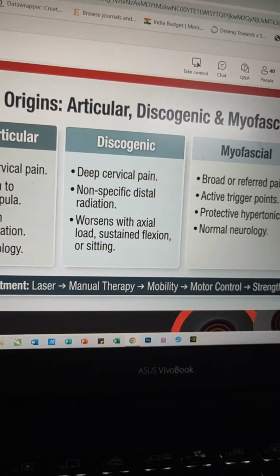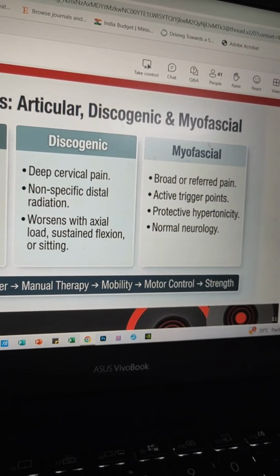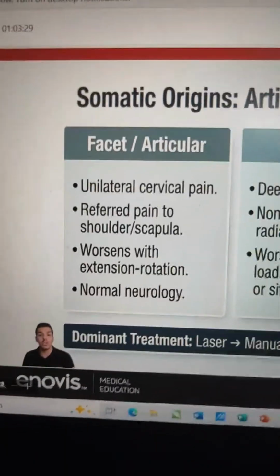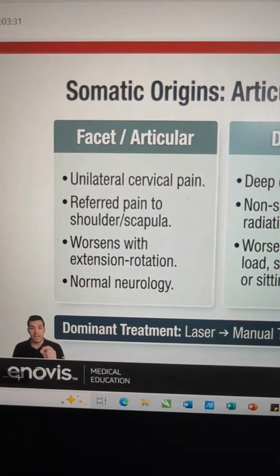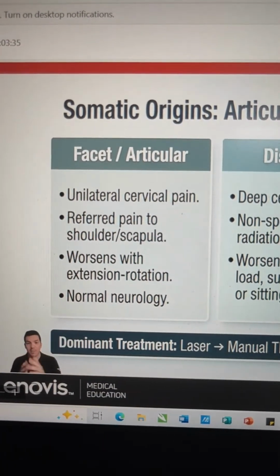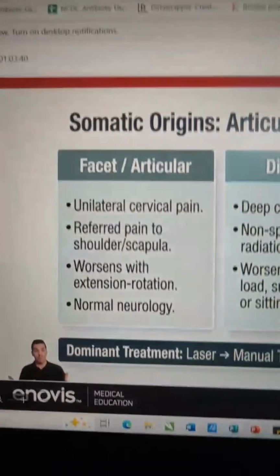In the articular facet pattern, what usually predominates is unilateral neck pain with referral to the shoulder or scapula. It usually gets worse with extension and rotation, because we are compressing, we're scraping that facet, while the neurological examination remains normal.